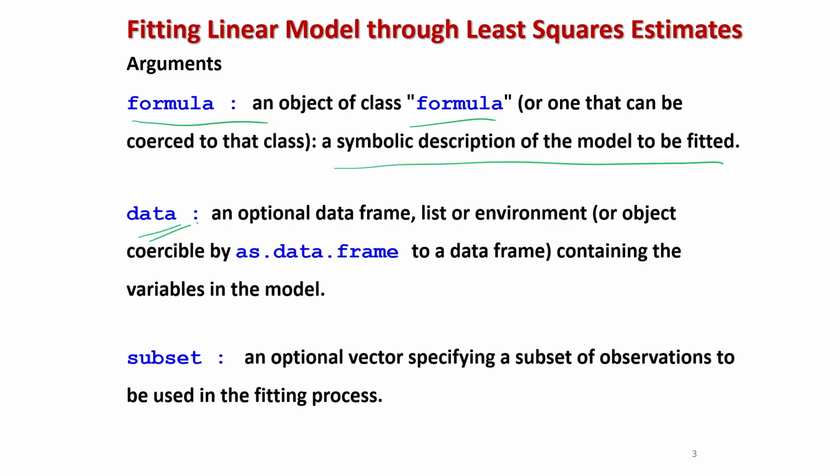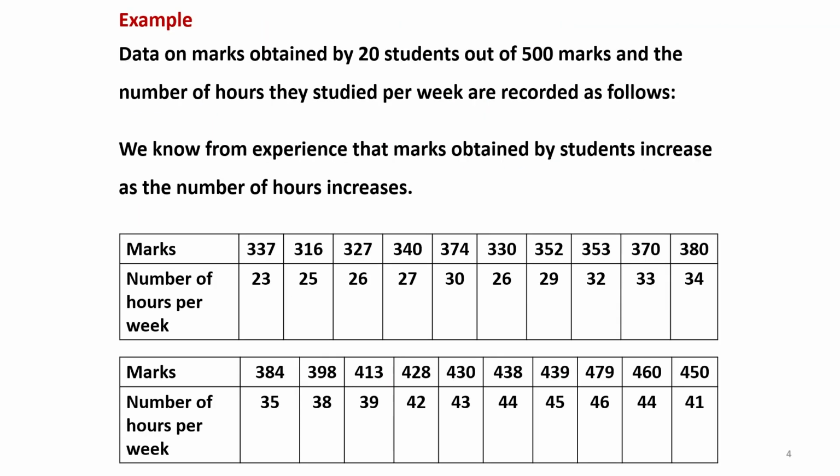Then you have the option of data. This is an optional data frame or list environment which contains the observations on the variables in the model. Then you have subset. It is an optional vector specifying a subset of observations to be used in the fitting process. That means you do not want to use all the data, but only a subset of the data, and so on. There are many others, but now let us come to our job.